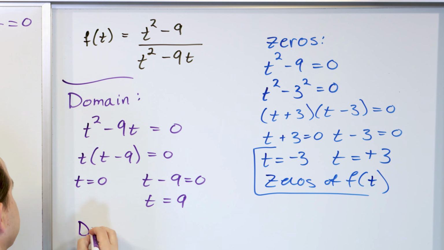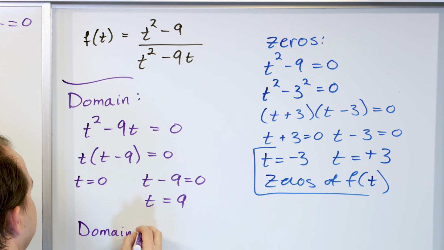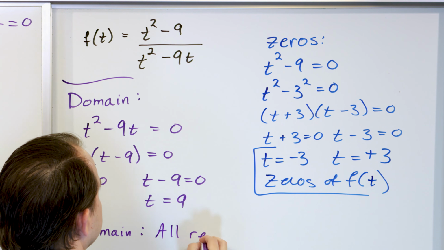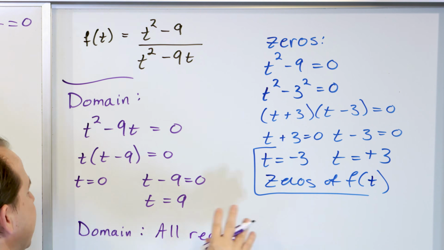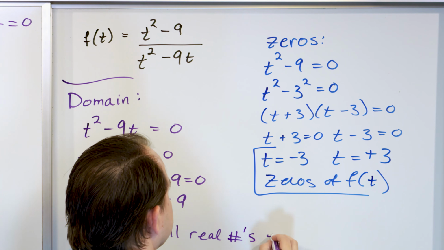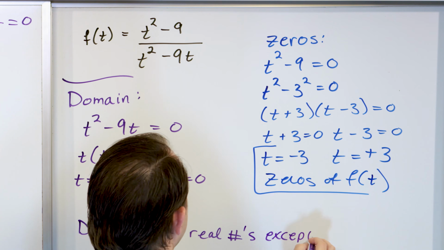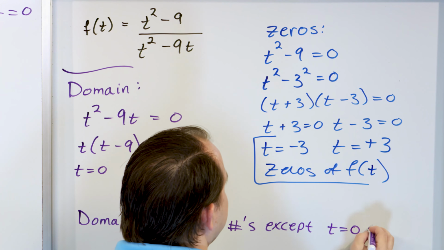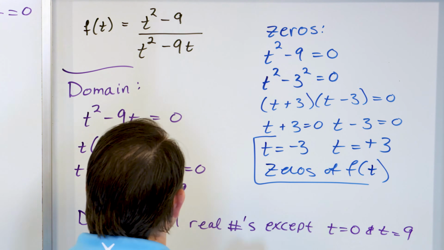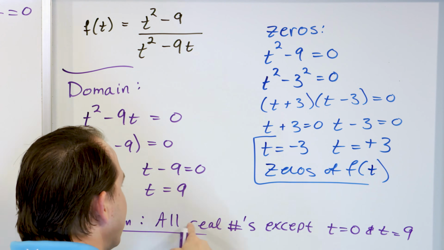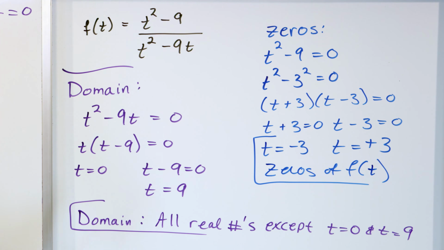So what it means is that two different values of t cause problems for this function. So the domain is all real numbers. That means all negative and positive numbers except for t equals 0 and t equals 9. This is what you would circle for the domain. All real numbers except for t is equal to 0 and t is equal to 9.